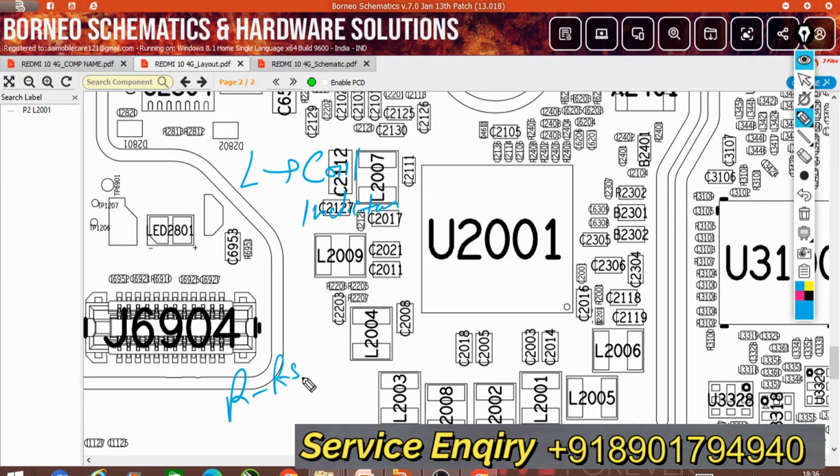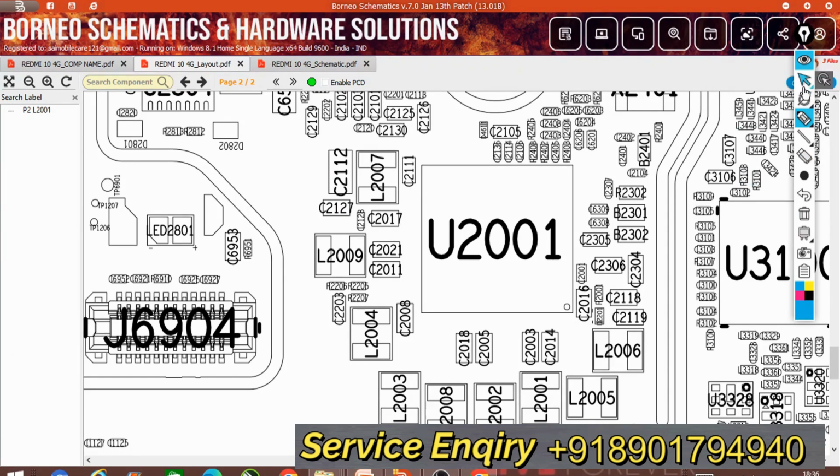Like R for resistance, sorry for the spelling, C for capacitor, Q for transistor and MOSFET. So L for coil. So these are buck lines.